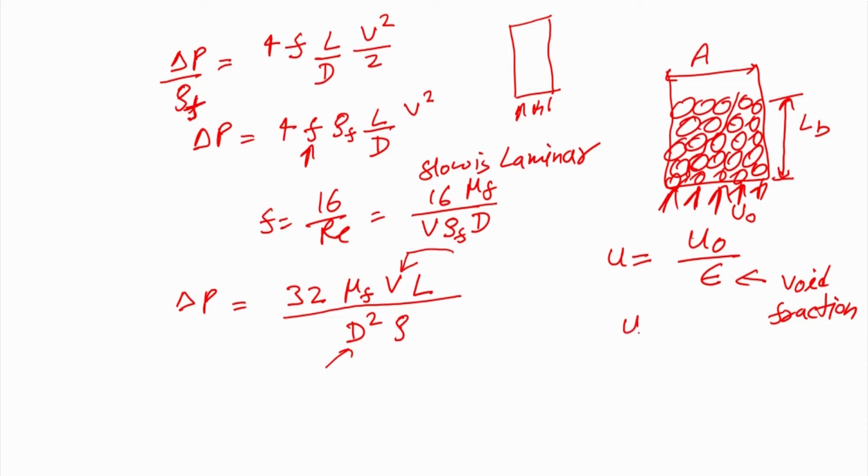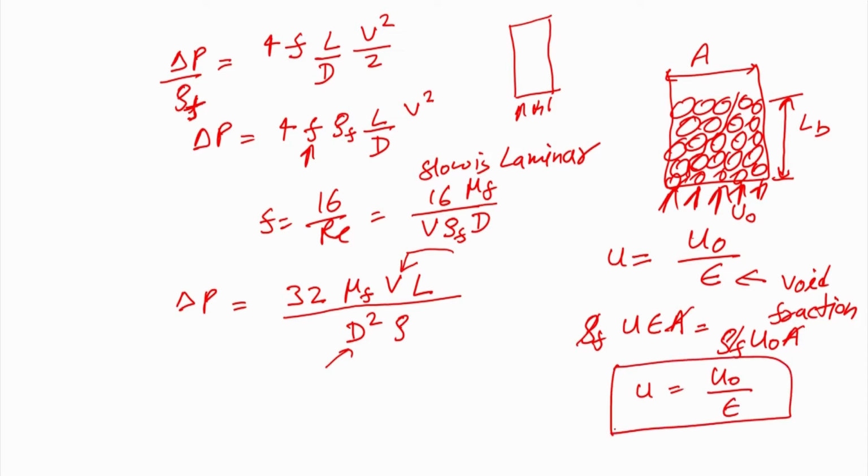It means, if I write it, this will be u into void fraction into area into rho of fluid, and that will be equal to rho of fluid into u naught into area. Now, you know that rho f and rho f are cancelled out, and the overall area is the same. So, you will get u equal to u naught upon epsilon. We have already done that, just to revise it again. So, you will get this u value.